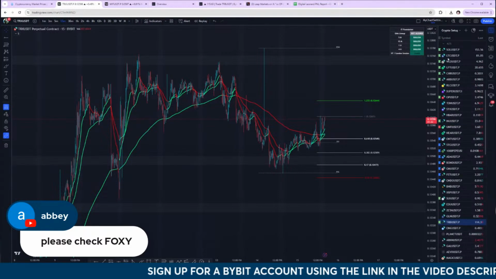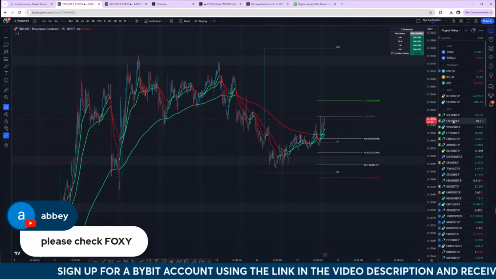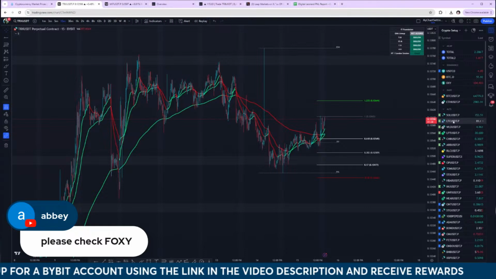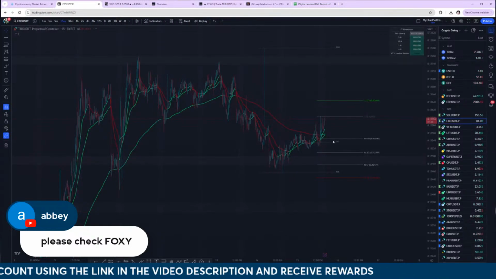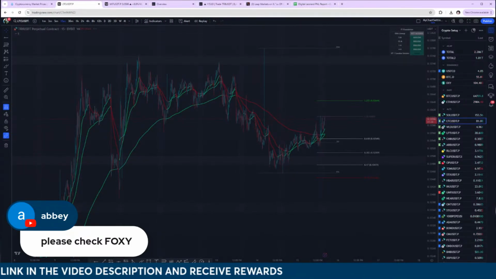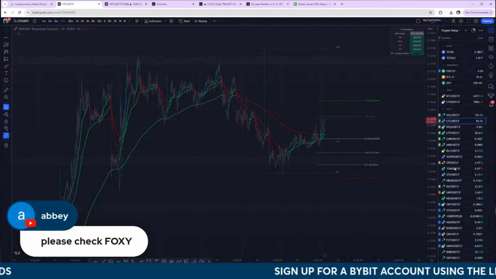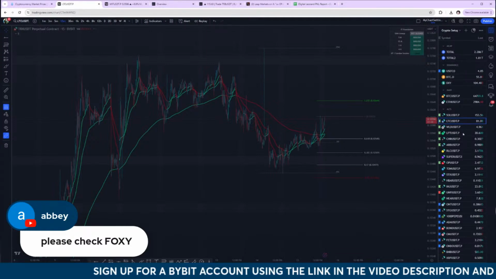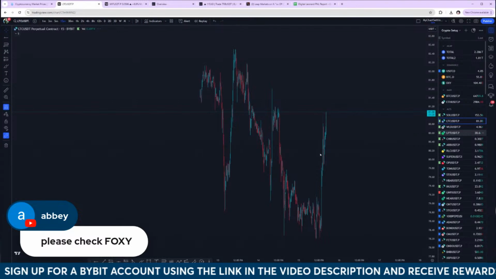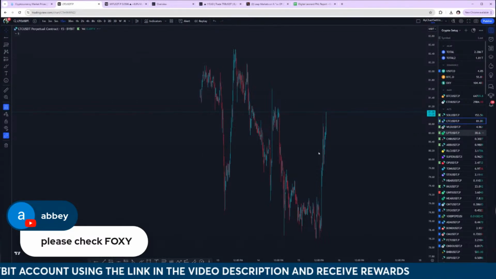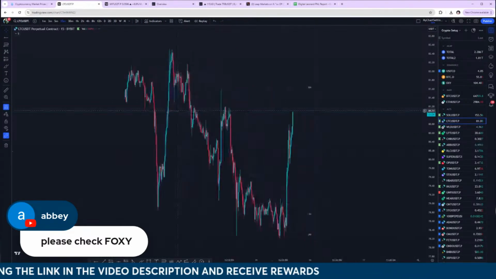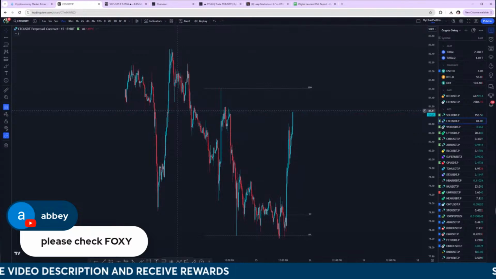Let's see, LTC. LTC already there, okay? LTC has already hit that take profit level. So I'm going to adjust my stop loss again. If you were to take profit at the exact trade that I gave you, you should be out of that trade right now. But I want to get greedy.